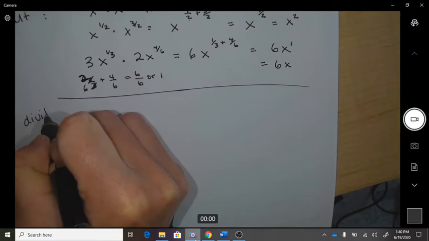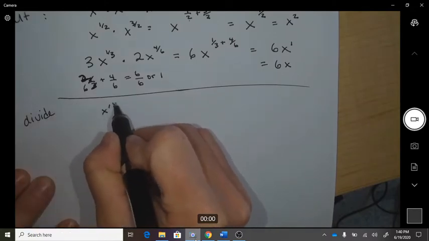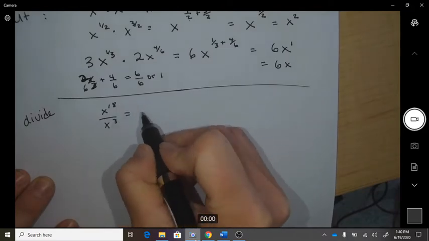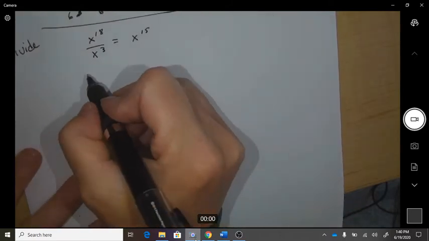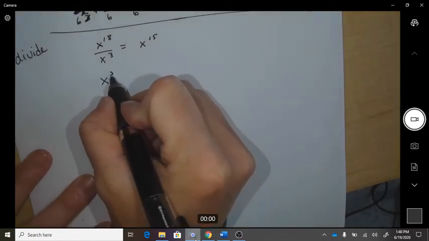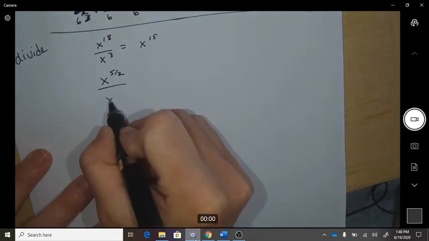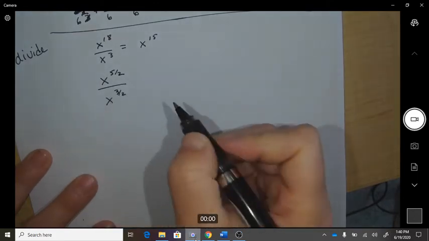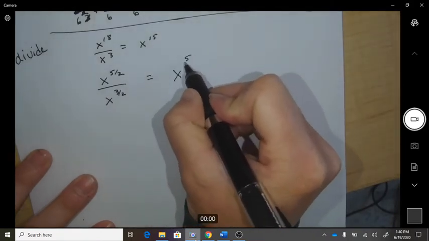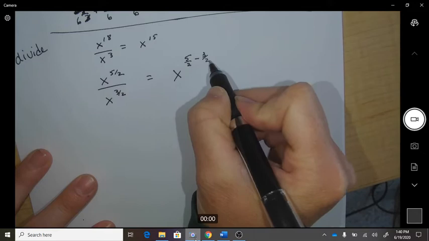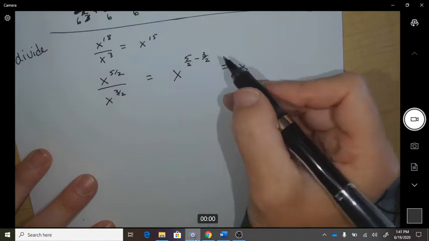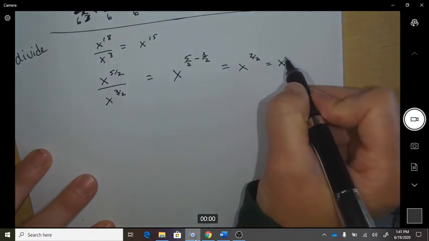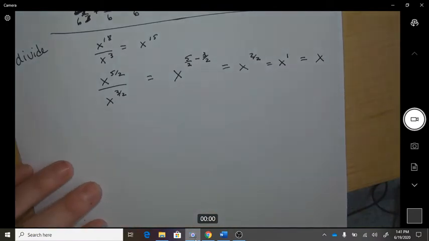Dividing. So if we had x to the 18th over x cubed, the rule would be to subtract the exponents. Okay, so let's see what happens with a fraction. So 5/2 is the exponent, 3/2. So here my answer would be with an exponent of 5/2 subtract 3/2, which is a common denominator, so I just say 5 subtract 3, which is 2, which is x to the 1. Again, you don't need to write the exponent 1.